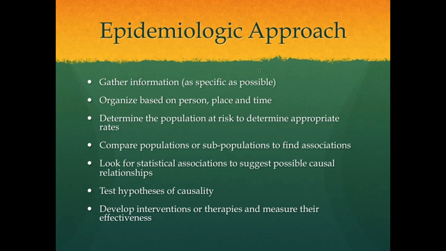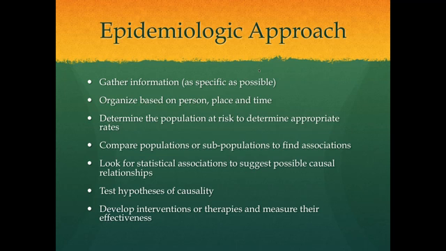Next, organize your data based on characteristics of person, such as gender, age, or ethnicity, place or setting of the event, and time. If possible, recording the cause or speculated cause may also be helpful. The next step is to determine the population at risk.